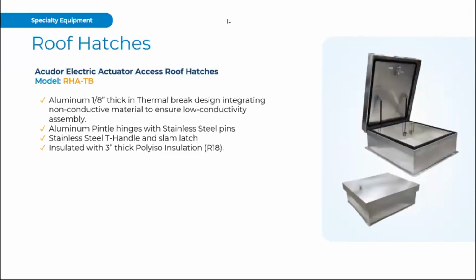And your roof hatches, if you require these, they do. AccuDoor recently launched the RHA thermally broken. This is aluminum, 1/8 inch thick in thermal break design, a non-conductive material with low conductivity, a full thermal break to meet your installation requirements.